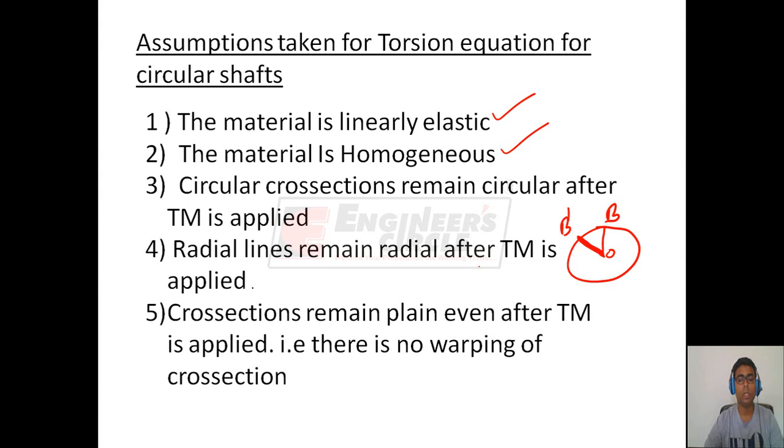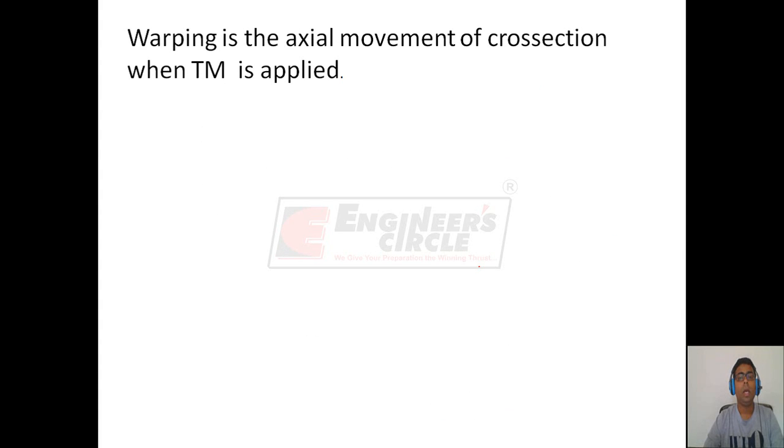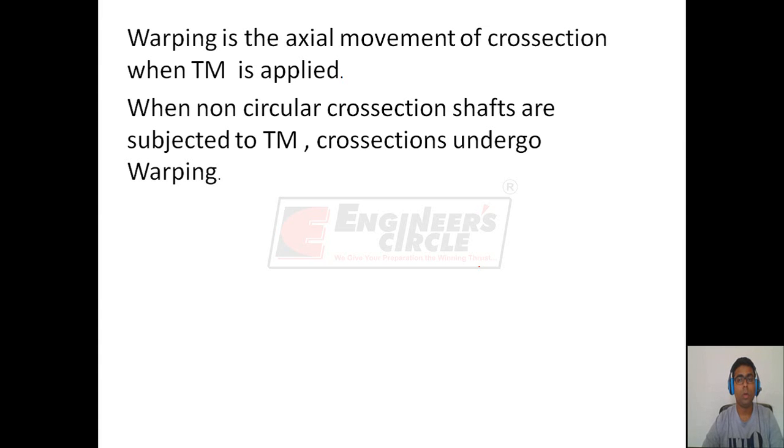So we are assuming that cross sections that are plane before the application of twisting moment, if you see any cross section, this cross section, this cross section, all these are plane before the application of twisting moment, but even after the application of twisting moment, this plane cross section is remaining plane. That is, there is no warping of cross section. Warping is the axial movement of cross section when twisting moment is applied. When non-circular cross sections are subjected to twisting moment, cross sections undergo warping.